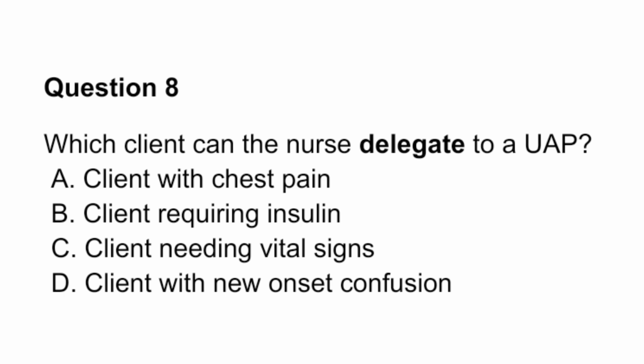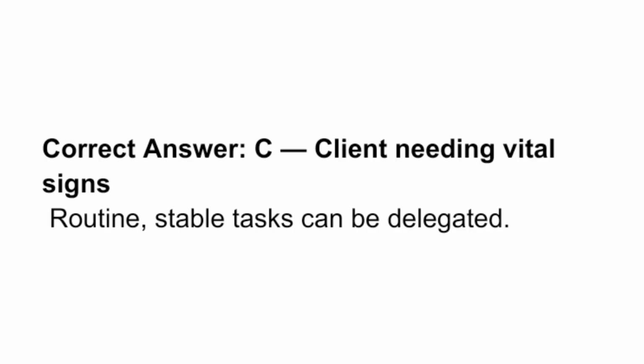Question 8. Which client can the nurse delegate to a UAP? A. Client with chest pain. B. Client requiring insulin. C. Client needing vital signs. D. Client with new onset confusion. Correct answer, C. Client needing vital signs. Routine, stable tasks can be delegated.